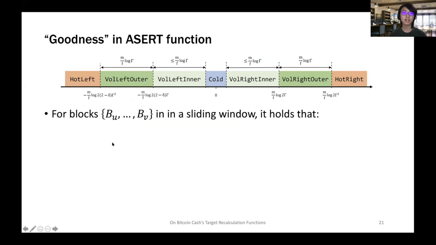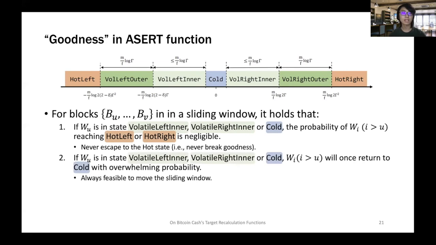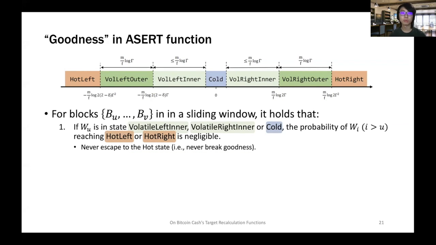So here first we have a sliding window with some blocks BU to BV. What we want to prove first is that if our random variable starts in these three states, the light green and the blue states, then the probability of it ever reaching this bad state is negligible. This shows that in this sliding window, the goodness property is never broken. What we want to do next is move this sliding window from the beginning to the whole execution, but it is slightly different from the intuitive solution of moving it one block at a time.